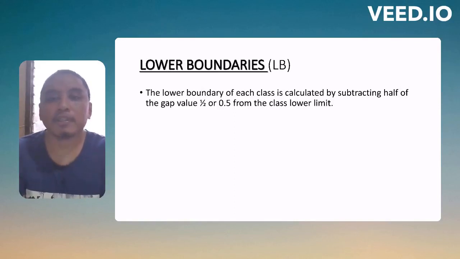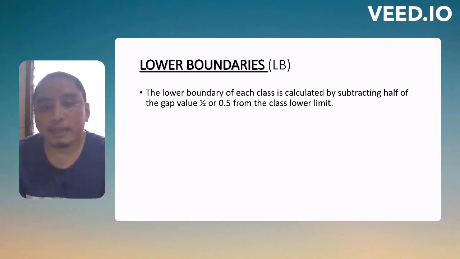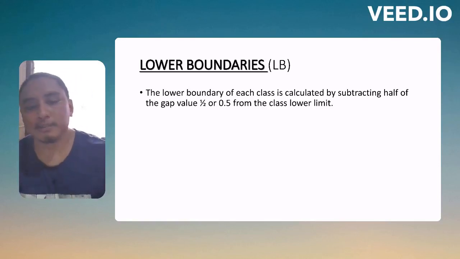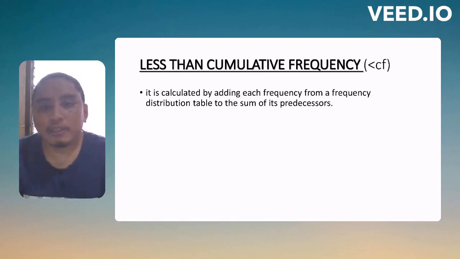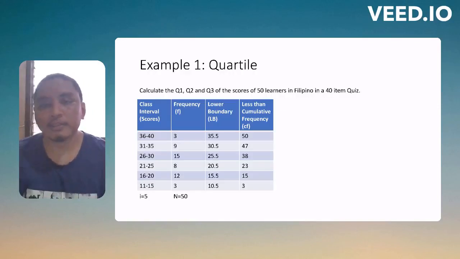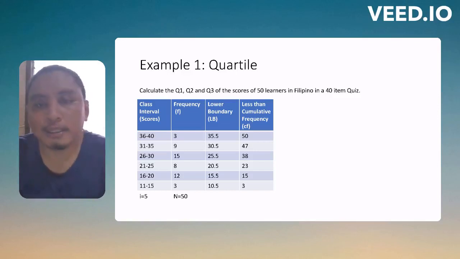Lower boundaries. The lower boundary of each class is calculated by subtracting half of the gap value, or 0.5, from the class lower limit. Less than cumulative frequency. It is calculated by adding each frequency from a frequency distribution table to the sum of its predecessors. So this is example number 1.